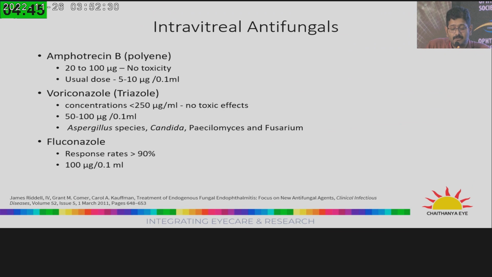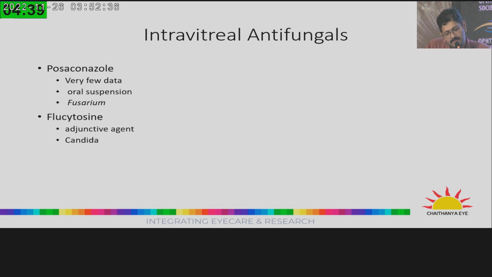Fluconazole has a response rate of more than 90%, and the dose that we give is about 100 microgram per 0.1 ml. There are few newer antifungals such as posaconazole, which has a very good activity against Fusarium, but it is available as an oral suspension, and very few data are available on whether it can be used as an intravitreal agent. Flucytosine has a very good action against Candida, but it should not be used as a sole therapy. It should be used only as an adjunctive treatment.